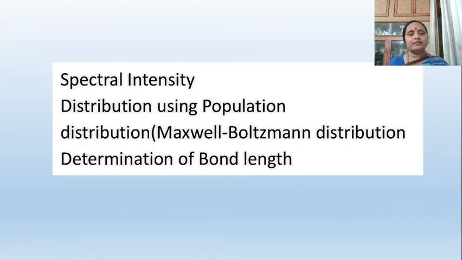In today's class, we are going to study the spectral intensity, the distribution using population distribution, that is the Maxwell-Boltzmann distribution, and finally the determination of bond length.